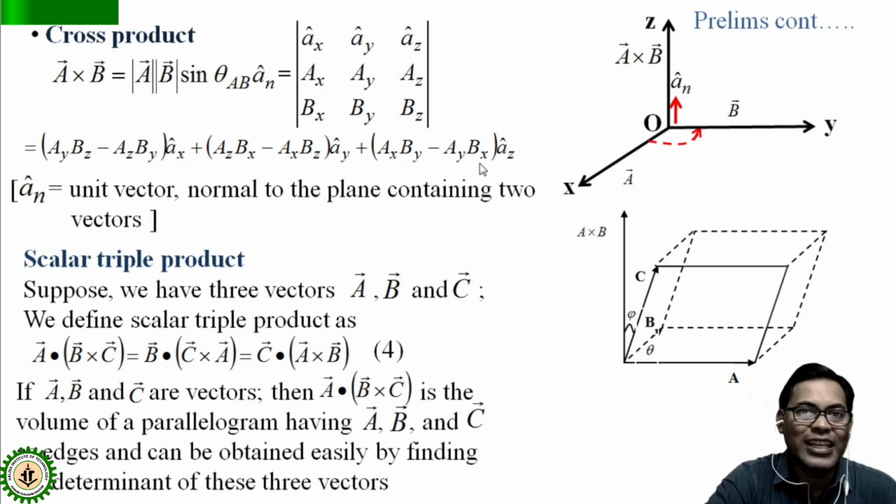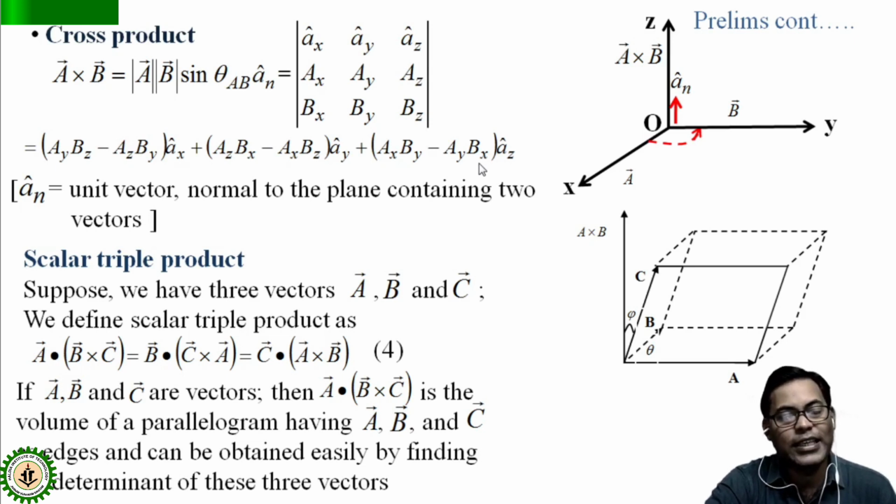Now if we have three vectors, then we can also find the products of these three vectors, but in this case we will get two types of product. One is the scalar triple product, and the other is the vector triple product. The definition of the scalar triple product is given by expression 4.